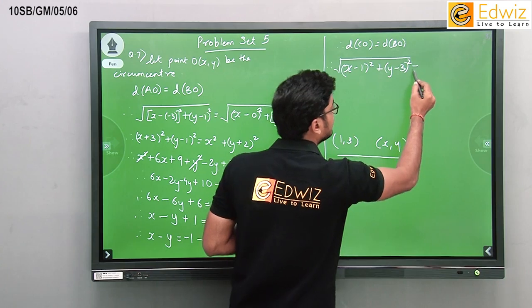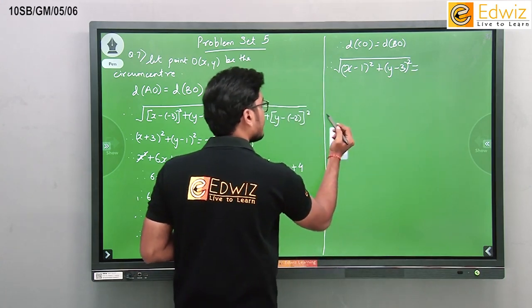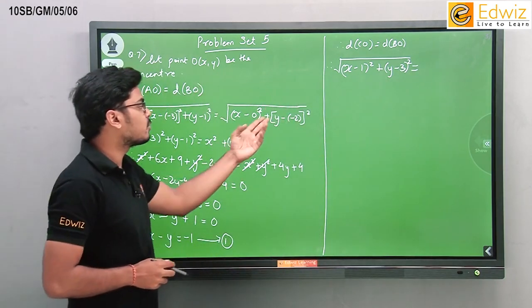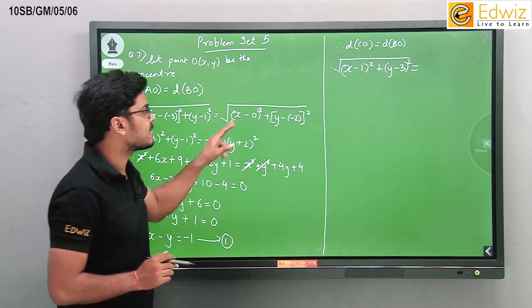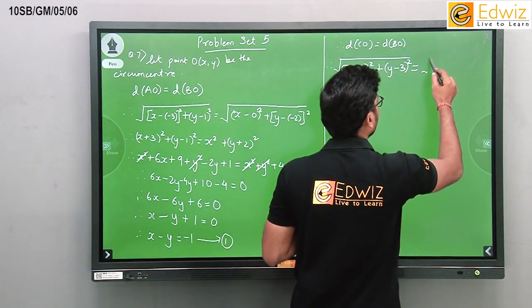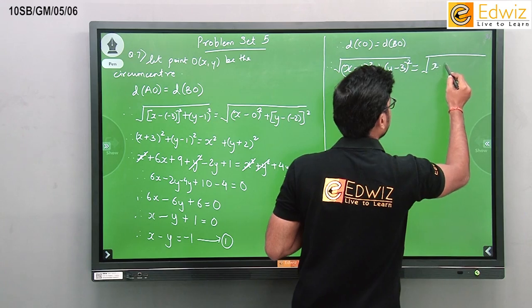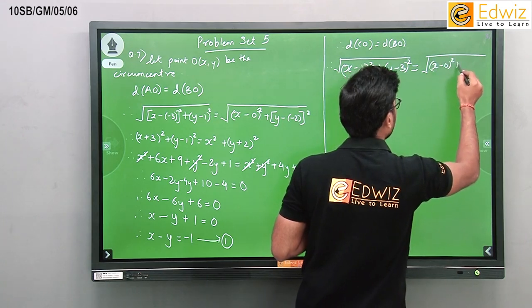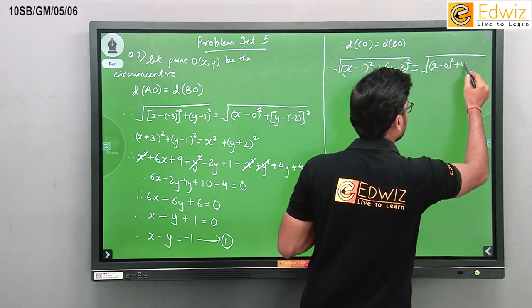Okay, and on the other side, ये erase कर देता हूं मैं. On the other side distance BO तो हम लोगों ने already solve किया है. As it is मैं लिख दूंगा square root of x minus 0 the whole square plus y minus minus 2 the whole square.